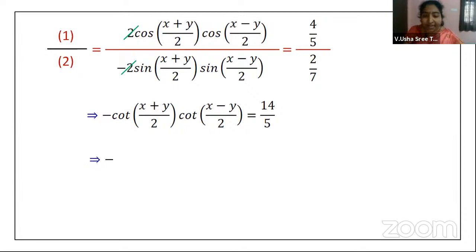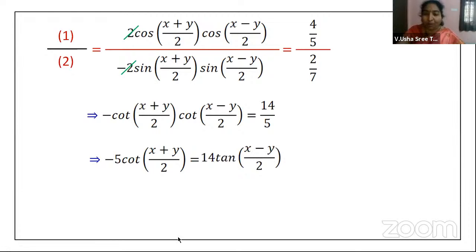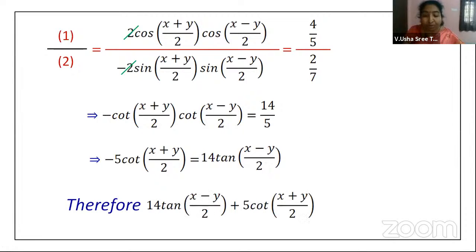Then just rearrange the terms. You're getting it as minus 5 cot (x plus y) by 2 is equal to 14 tan of (x minus y) by 2. How did you get it as tan? This cot term, we are writing it as 1 by tan of (x minus y) by 2. And just go for cross multiplication. Then you will have it as 14 tan of (x minus y) by 2. Send this term to the other side. It becomes plus 5 cot of (x plus y) by 2. And of course, on one of the sides, it will be 0. Therefore, the answer is 0.